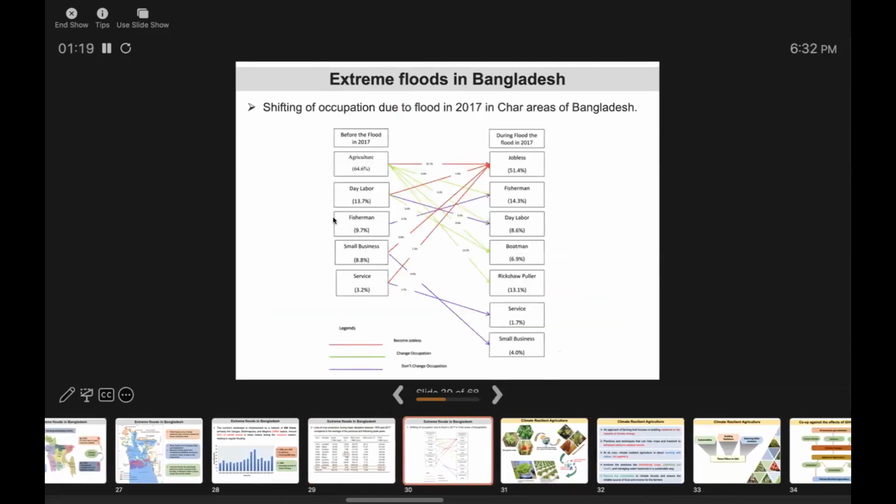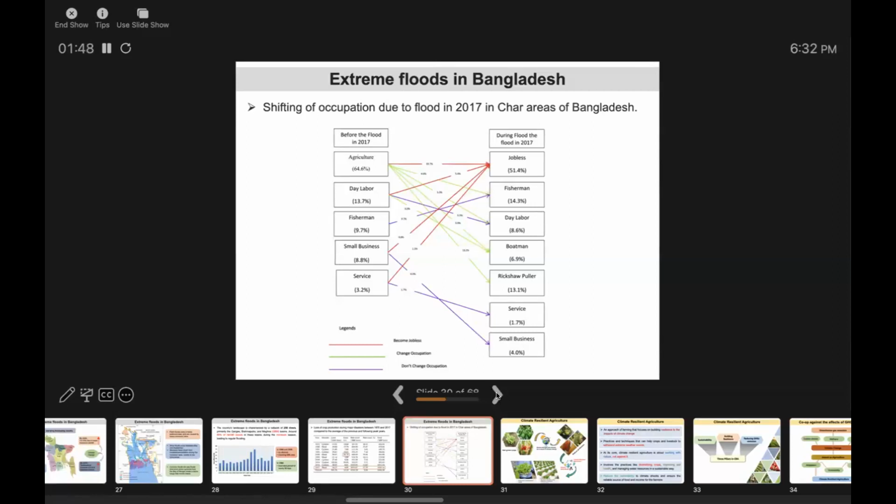This is the shifting of occupation reported in a study in the Haor areas of Bangladesh in 2017. This is a kind of shifting of occupation, because due to the flash flood, people migrated from the area, and during the flood season there was no job. They needed to generate new occupations for their livelihood.